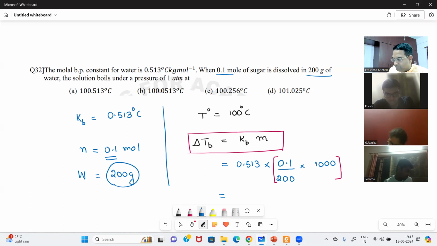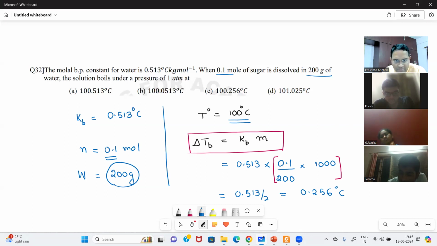So what are we getting here? 0.1 into 1000 is 100. 100 by 200 is 1 by 2. So 0.513 divided by 2 will be 0.256 degrees Celsius, correct? So that is the elevation in boiling point. Your water is not going to boil at 100 degrees Celsius now. The solution is going to boil at 0.256 degrees Celsius extra.